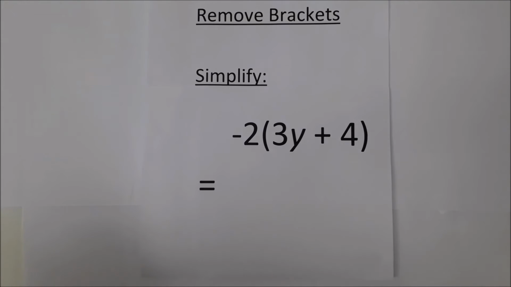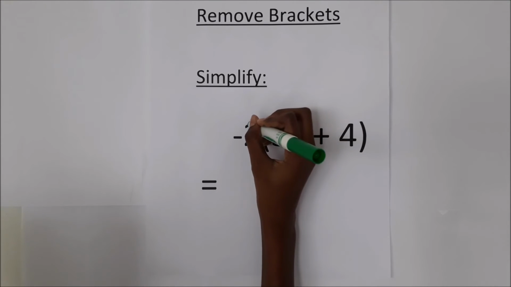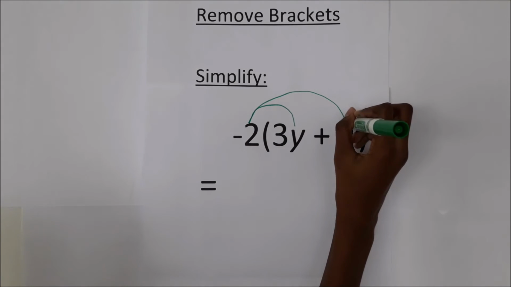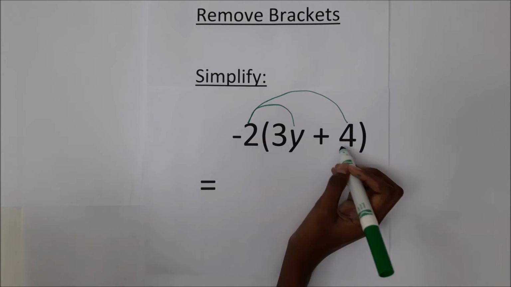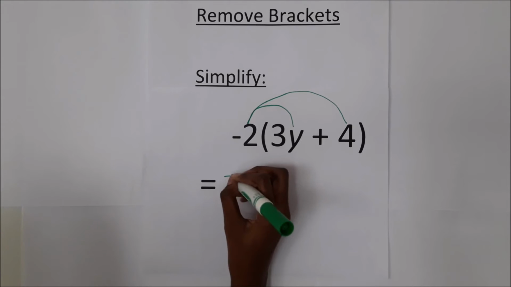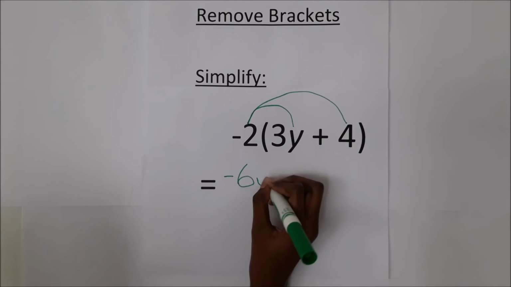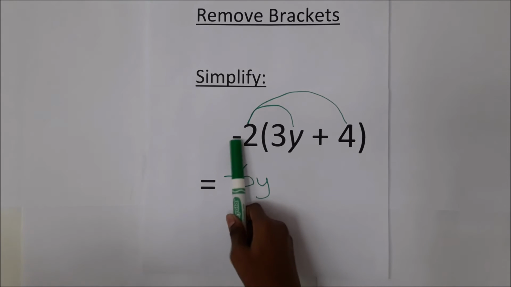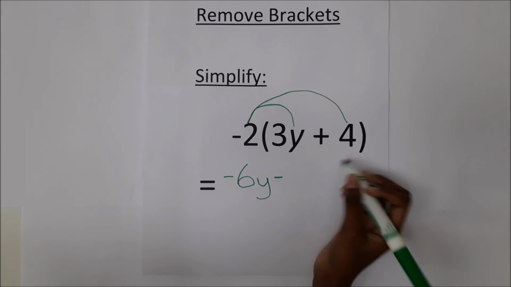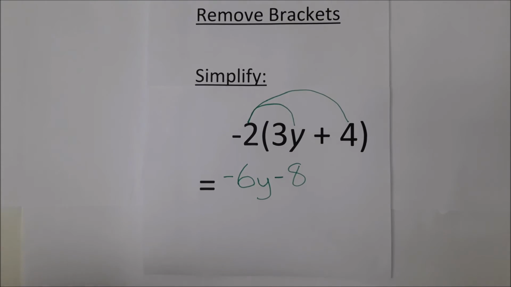Okay, Raphael, go ahead. Let's see if you can work this on your own. Simplify negative 2 open bracket 3y plus 4 close bracket. Multiply negative 2 times 3y and negative 2 times positive 4. Negative 2 times 3y is negative 6y. And negative times positive is negative. So 2 times 4 is 8. Very good, Raphael.